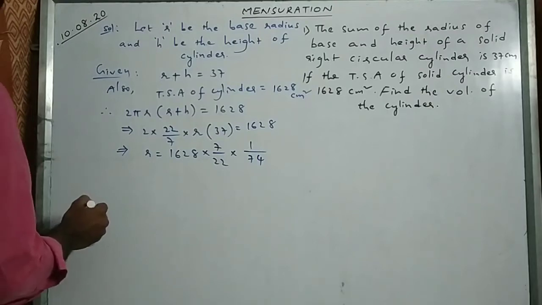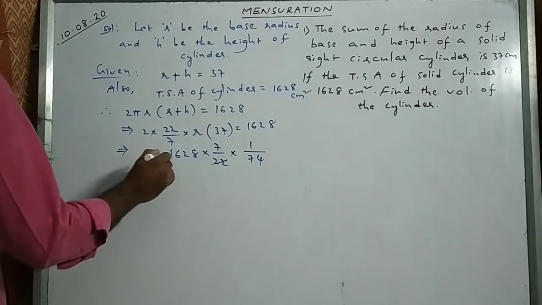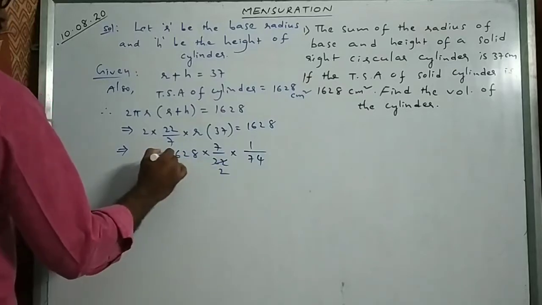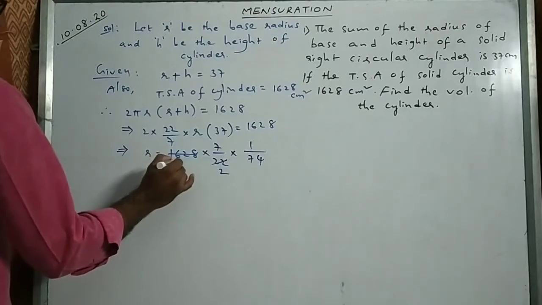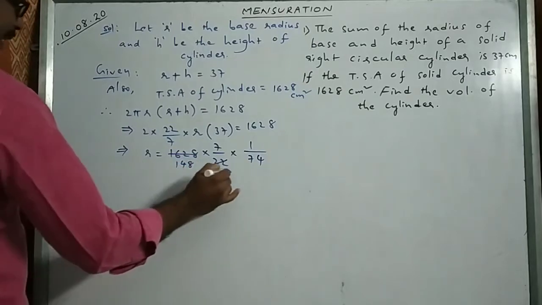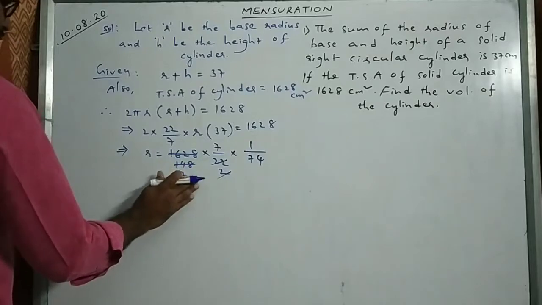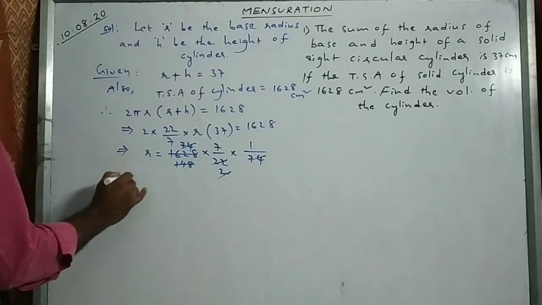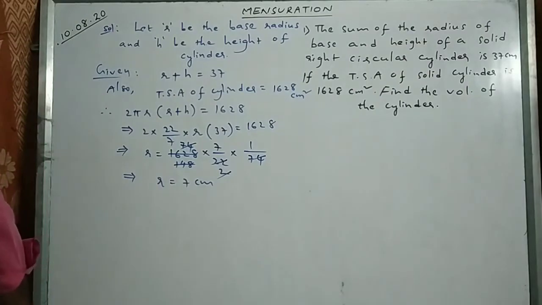Let us cancel it. 11 will go: 11 2s are 22, 11 1s are 11, 5 will be there, 11 4s are 44, 11 8s are 88. 2 1s, 2 7s are 14, 2 4s are 74 gets cancelled. Then r equal to 7. What is r here?